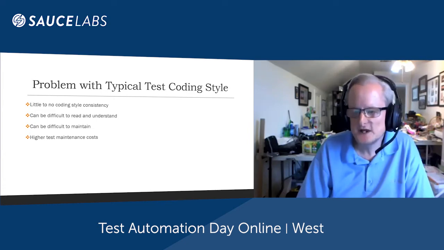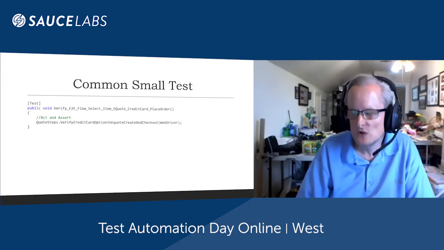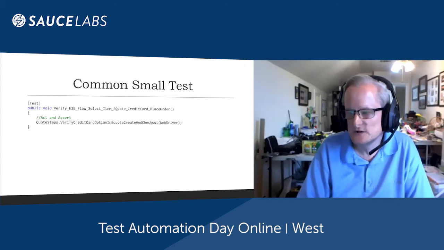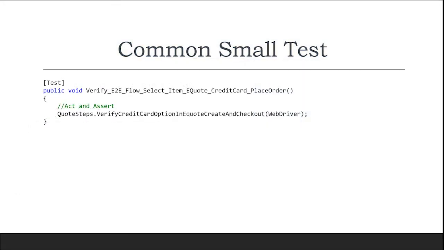So a couple of examples now. Okay, here's a common small test case. This is what I call the 10,000 foot level test case. You've got one line of code, okay?